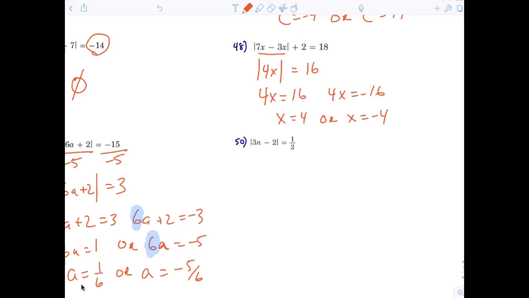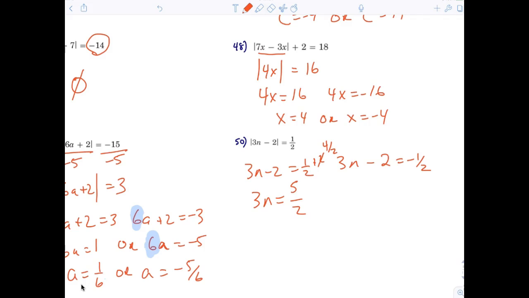And then finally on 50, 3n minus 2 equals 1/2, or 3n minus 2 equals negative 1/2. Now you're practicing your fractions. If I add 2, 1/2 plus 2 is the same as 3 halves. I'm sorry, 5 halves. Because when I add 2, 2 is the same as what? 4 halves. I'm adding 4 halves. Everybody good?